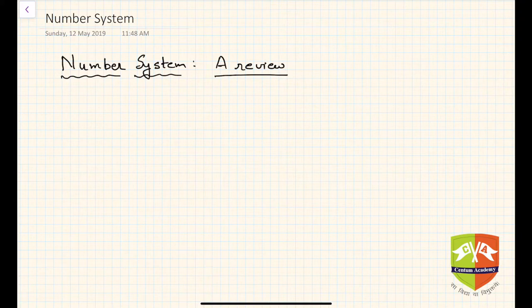This particular session would be useful for all those ninth grade students who have completed 8th grade mathematics. And so let's begin number system review.